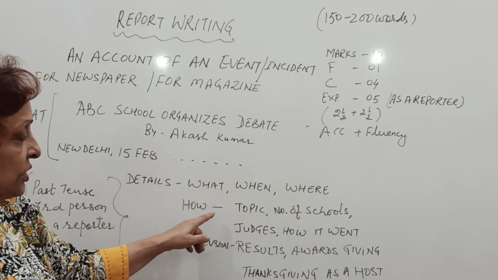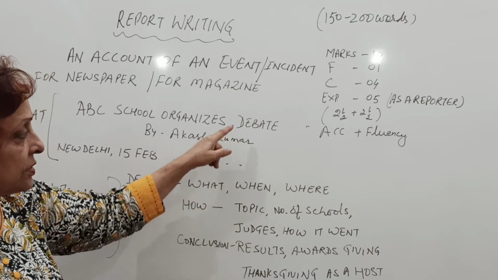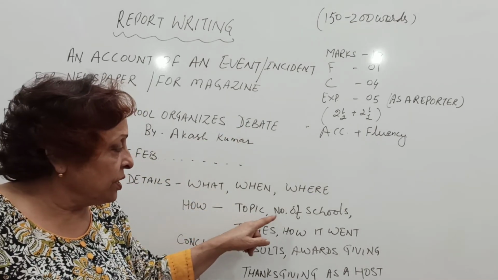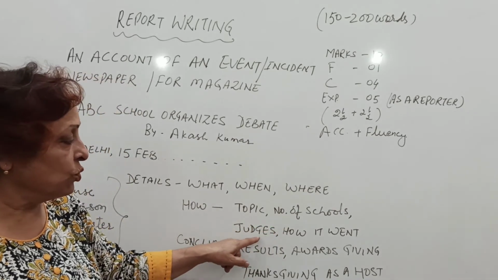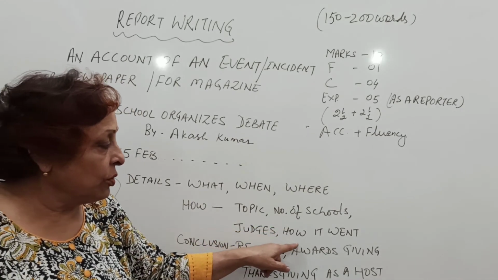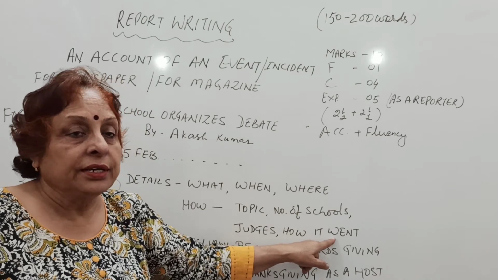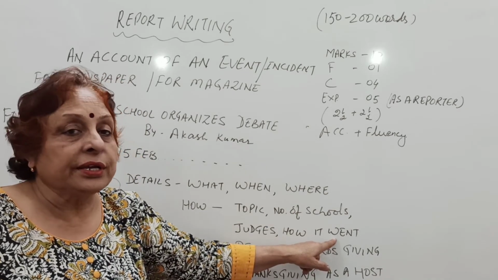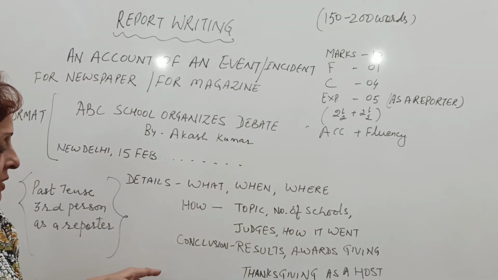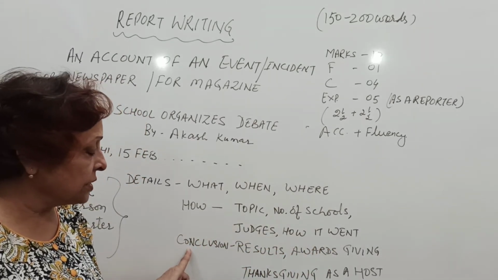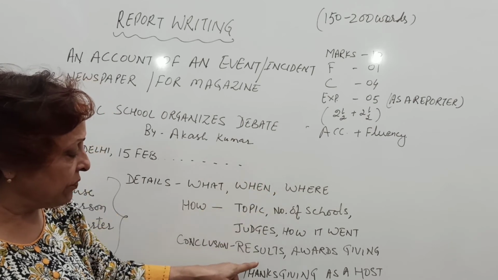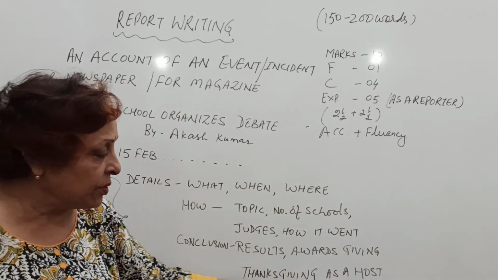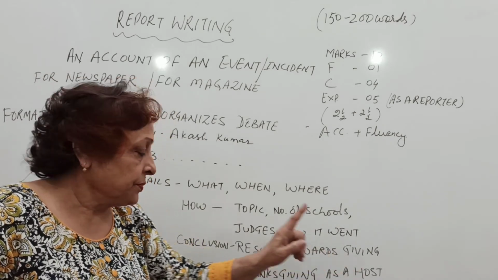That is, we mention the topic, like for example, it is a debate. We write the topic of the debate, number of schools that participated, who were the judges, how it went, how the incidents or the happenings took place one after the other. Then conclusion, that is, for example, it is a debate, we write about the results, then award giving, and in the end, thanksgiving by the host.